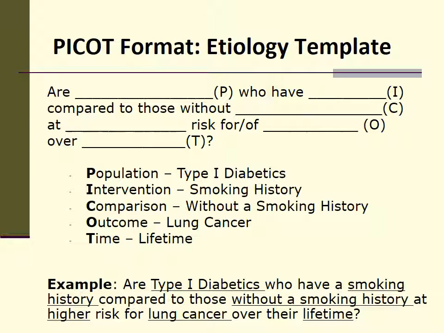An etiology question, on the other hand, wants to determine the largest risk factors or causes of a condition or outcome. So again, if we were to compare a population of type 1 diabetics, but this time let's look at smokers versus non-smokers on their lifetime risk for developing lung cancer, our question would be, are type 1 diabetics who have a smoking history compared to those without a smoking history at higher risk for lung cancer over their lifetime?